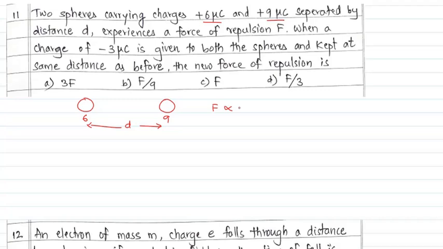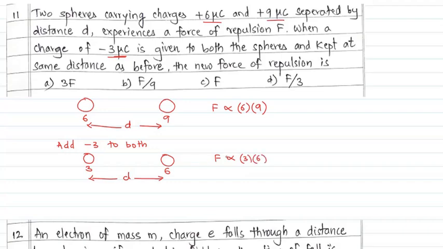So I can say F is proportional to 6 into 9. When a charge of minus 3 microcoulomb is given to both spheres, so I am adding minus 3. So add minus 3 to both. So if you add minus 3, now first sphere will have a charge of 3 microcoulomb, second will have a charge of 6 microcoulomb, and kept at same distance, so this distance remains the same. So again here you will have F is proportional to 3 into 6. So then the new force is, so I will take this as F dash.